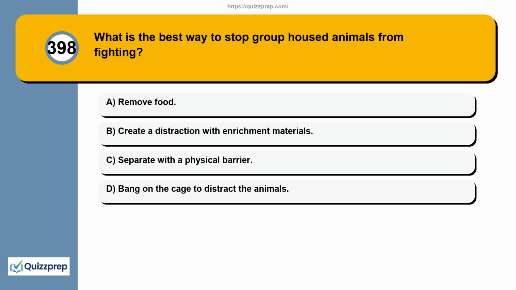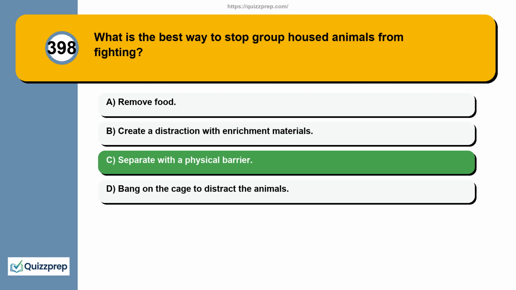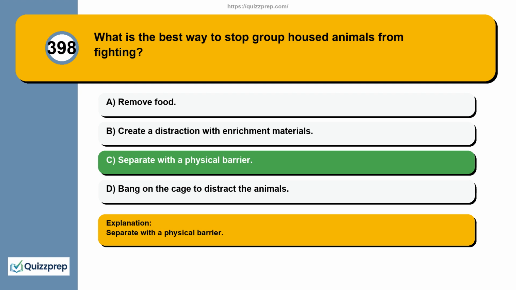Question 398. What is the best way to stop group-housed animals from fighting? Option A. Remove food. Option B. Create a distraction with enrichment materials. Option C. Separate with a physical barrier. Option D. Bang on the cage to distract the animals. The correct answer is option C. Separate with a physical barrier.